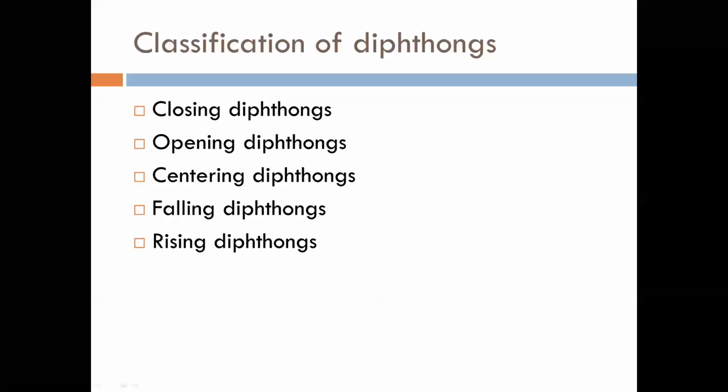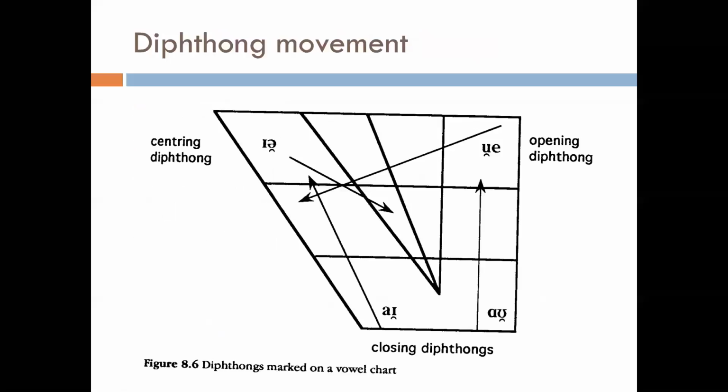Our opening diphthongs would be ones where the tongue is lowering in the mouth. So if I switch to my schema here, if it starts out up here and the tongue ends up lower, then that would be a lowering or an opening diphthong. And we don't really have that in American English, at least what we normally know.